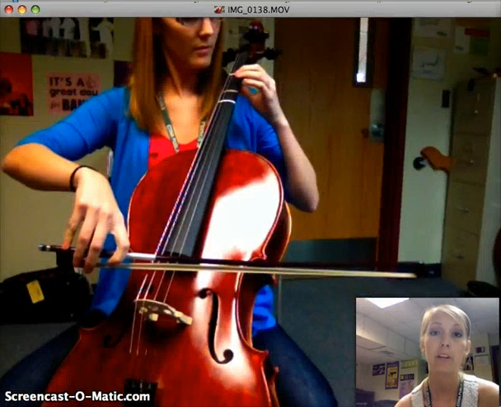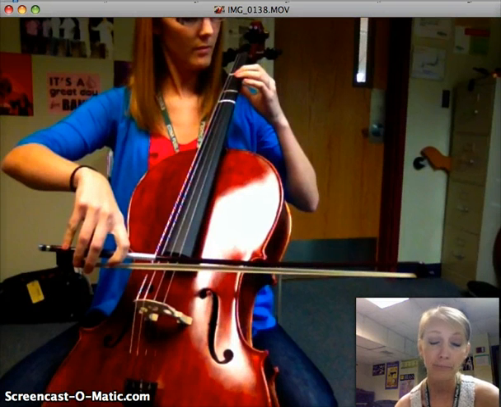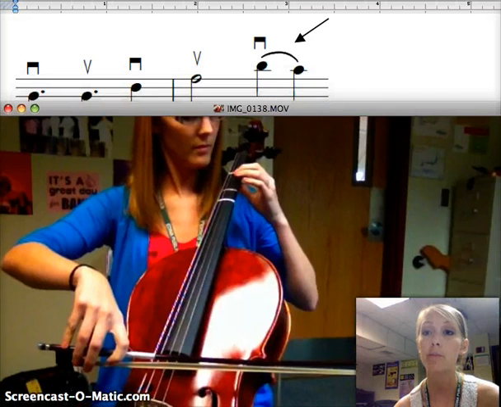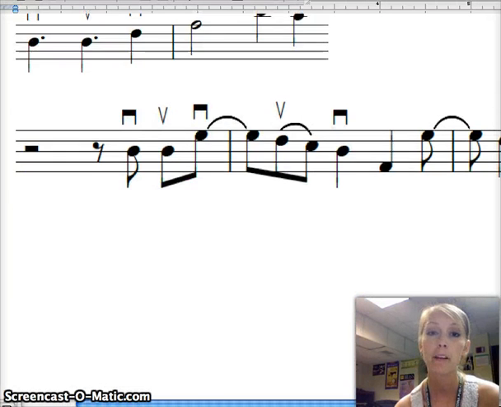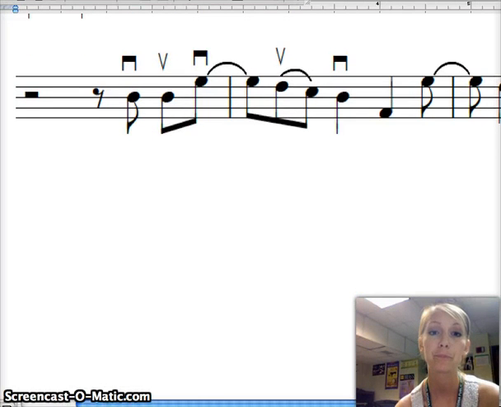a tie. We do have ties in our I Got a Feeling song, but we also have slurs. So if we look at our music here, our second example, we see many notes that have a line between them. In the first example, they are the same note with a line between them. That means it's going to be a tie.